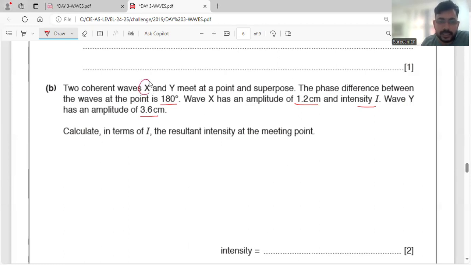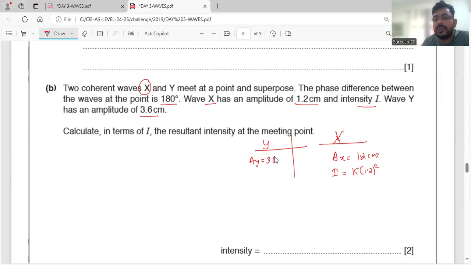So let's say this is wave X. X has an amplitude of 1.2 centimeter, and its intensity is equal to I. So I can write K times 1.2 all square equals I. And the wave Y has an amplitude of 3.6, so AY is equal to 3.6. Calculate in terms of I the resultant intensity at the meeting point.